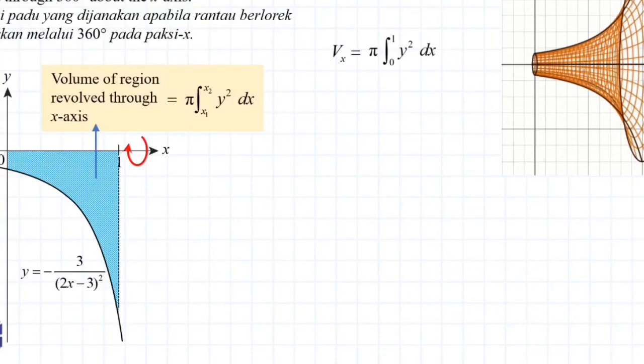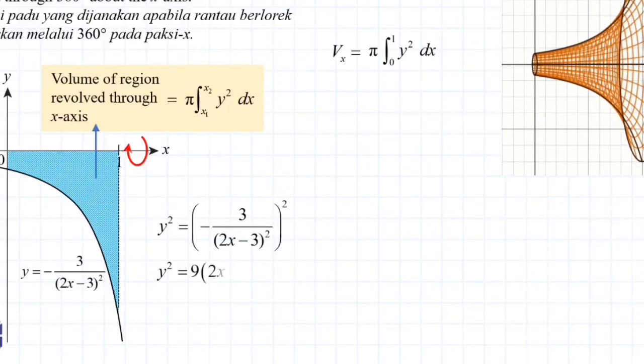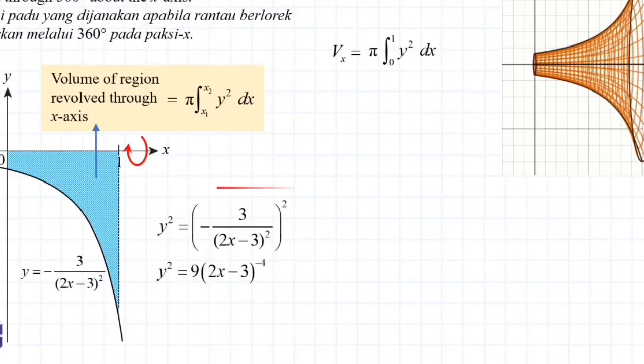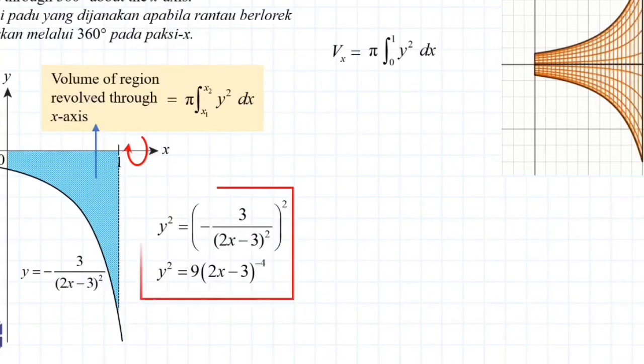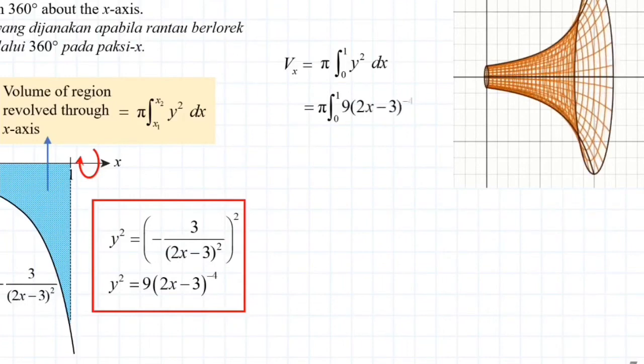So we'll start with the formula V equals pi integral from 0 to 1 of y squared dx. So we'll substitute the function. Make sure we square the function first. If it is negative, when you square it, it becomes positive, and 3 becomes 9. And for the denominator, you have to square the 2x minus 3 to become (2x minus 3) to the power of negative 4 dx.